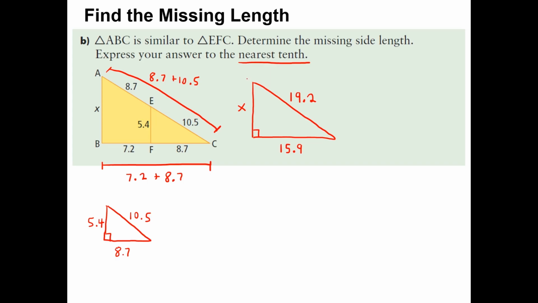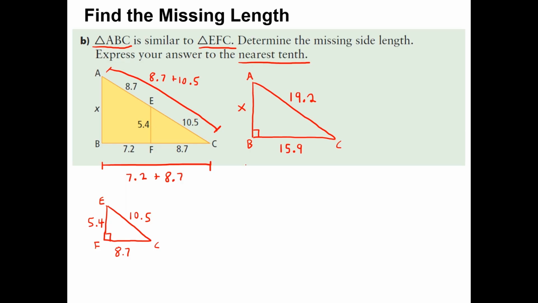This would be triangle ABC, right? And this would be triangle EFC. So they are similar. So looking at the corresponding sides, first we want to use the corresponding sides that we know to find the scale factor. So let's just use the longest side, the ones across from the right angle.